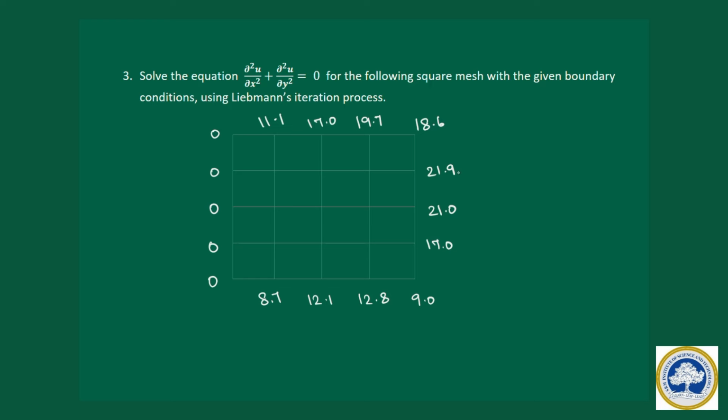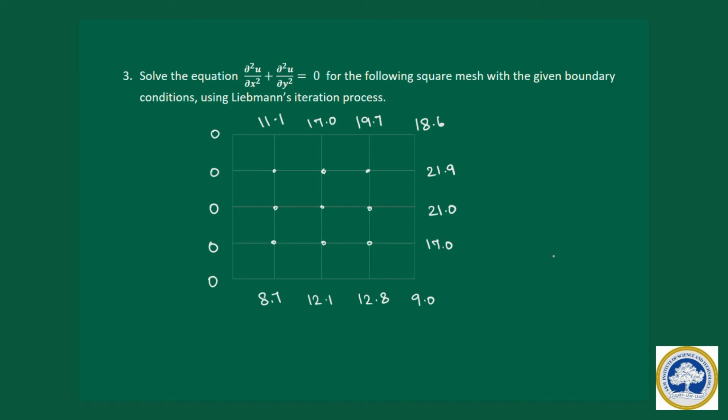Solve the Laplace equation for the following square mesh with the given boundary conditions using Liebmann's iteration process. So here a square mesh has been given with the boundary values. Based on these boundary values, you have to start the iteration and find the value of u. If you notice here, apart from the boundary values, the intermediate values are 9 values: u1, u2, u3, u4, u5, u6, u7, u8, u9. So totally 9 values you have to find out.